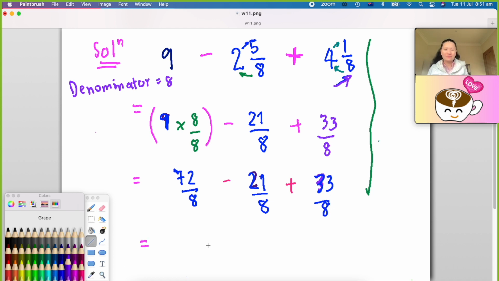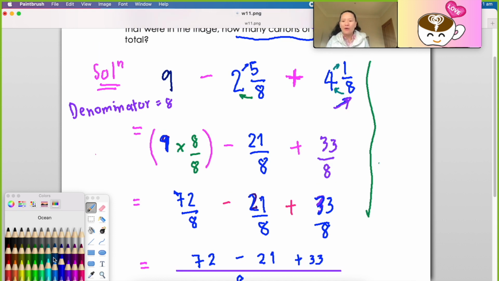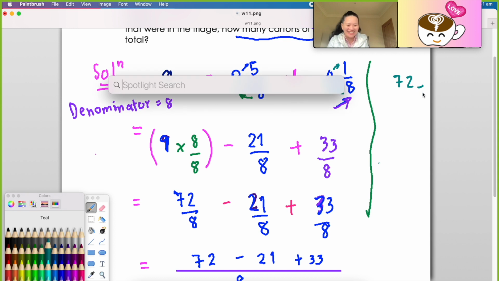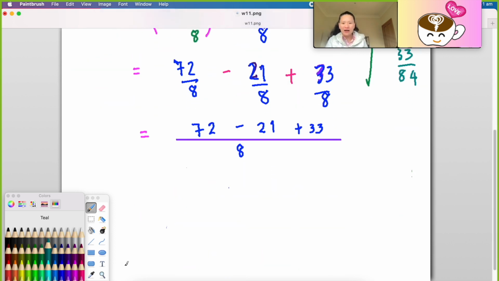With all of them equal, they are divided by 8. Grace, now can you help me please? 72 minus 21 plus 33. Let's do our workout here together. 72 plus 21... oh, no, not plus, minus, sorry, subtract. 72 minus 21 is 51. And then 51 plus 33 is 84. So now we have 84 over 8.